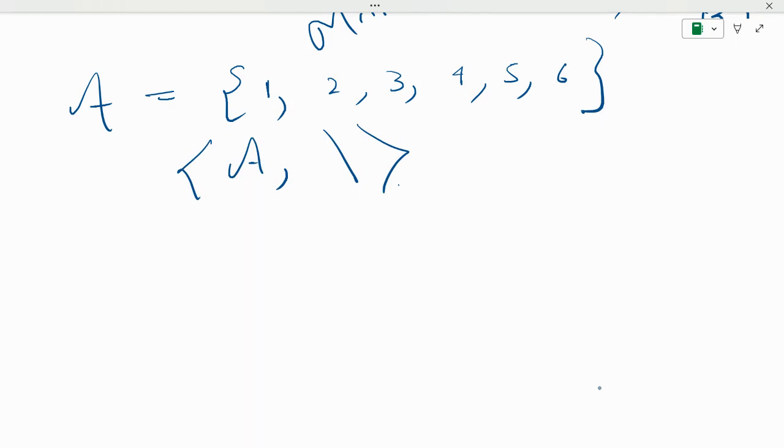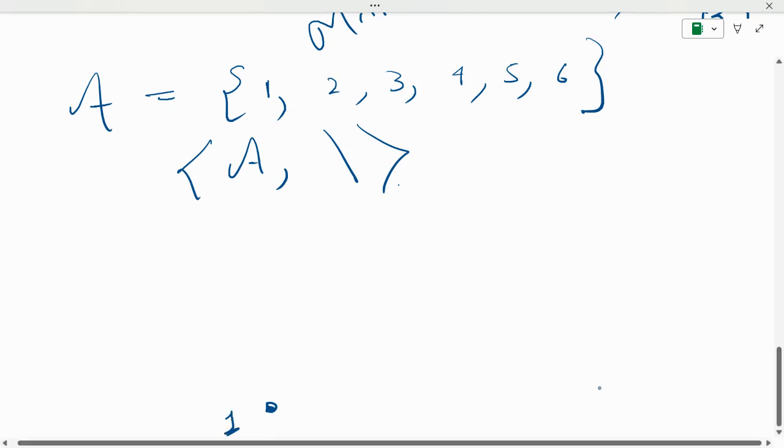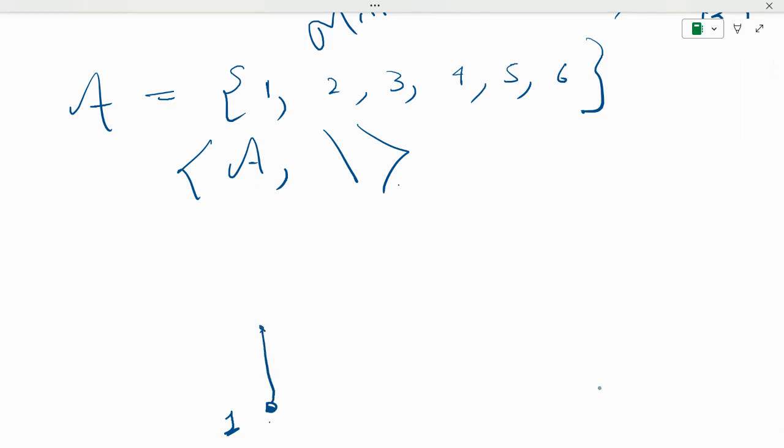Now here, if we construct this poset, we have 1, right? We will construct it this way. We have 1, so 1 will divide 2, of course, so 2 covers 1. Now 1 divides 3, so 3 covers 1. And then 1 divides 4 and 1 divides 5. So here is 5, and 5 covers 1.